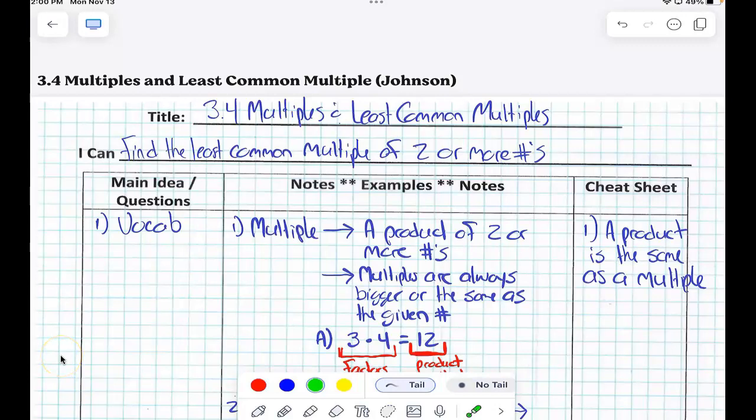3.4 multiples and least common multiples. Can you find the least common multiple of two or more numbers? Yes. Actually, we never actually found the least common multiple of more than two numbers. Do you think you actually could do that if you had to? Yes. Yeah, probably just make more than two snakes.